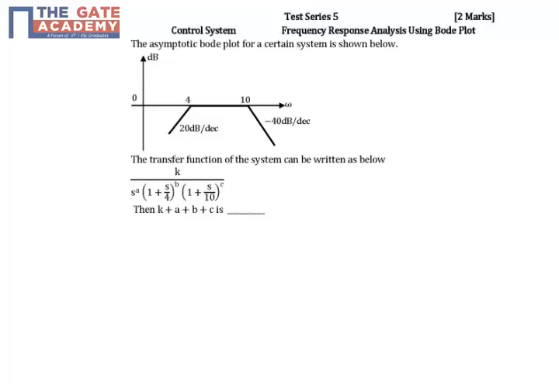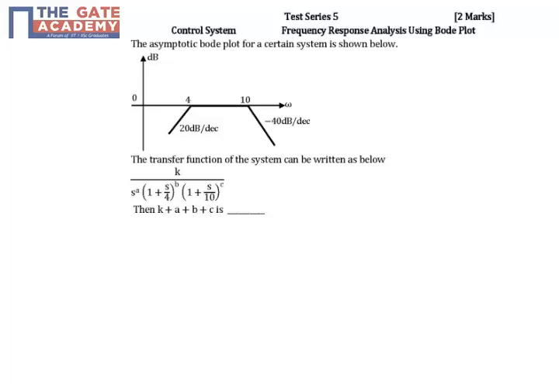In this question, we have to find the summation of k, a, b and c. So for that, first we have to determine the values of k, a, b and c. What we will do is, we will determine the transfer function of the system based on the Bode plot that is given in the question, and then we will compare its transfer function to the transfer function that is given in the question, which is having values a, b and c. From there we will determine the values of a, b, c and k, and then we can find the summation of all these values.